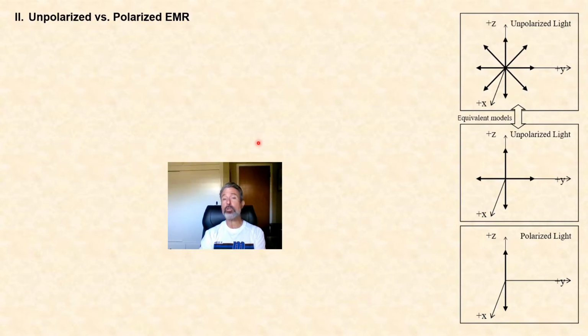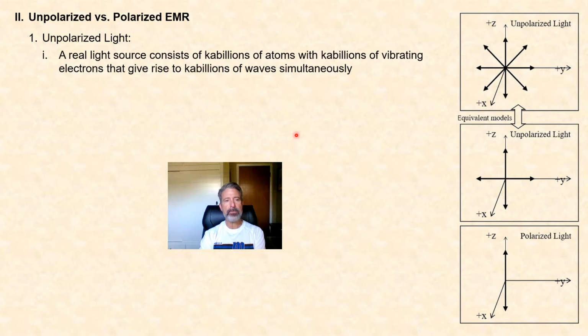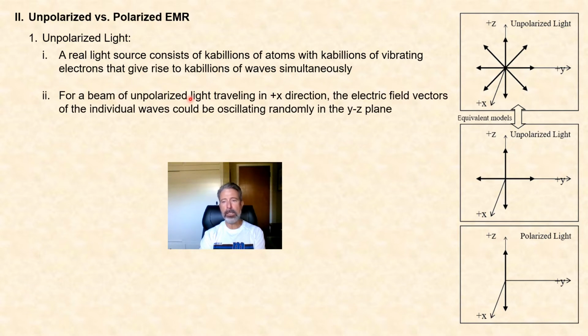So what you saw illustrated on the previous slide was a single electromagnetic wave emitted by a single atom. When we talk about unpolarized light, a real light source consists of kabillions of atoms with kabillions of vibrating electrons that give rise to kabillions of waves simultaneously. Now, we can't possibly draw kabillions of waves, but to show that light is unpolarized, we will take a look at a model here, a way to represent that.